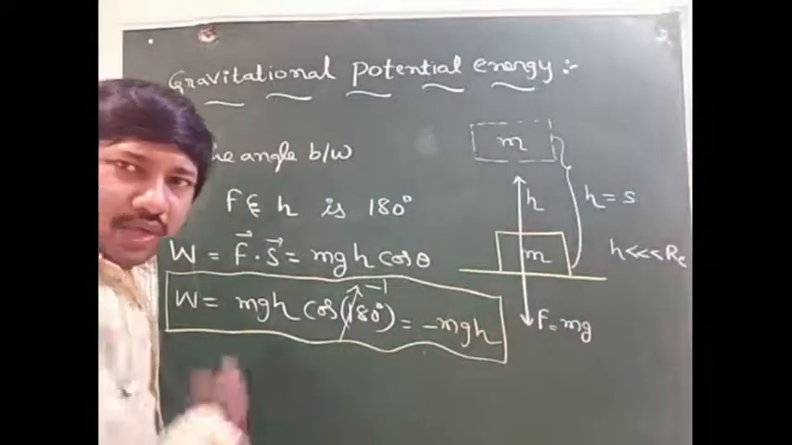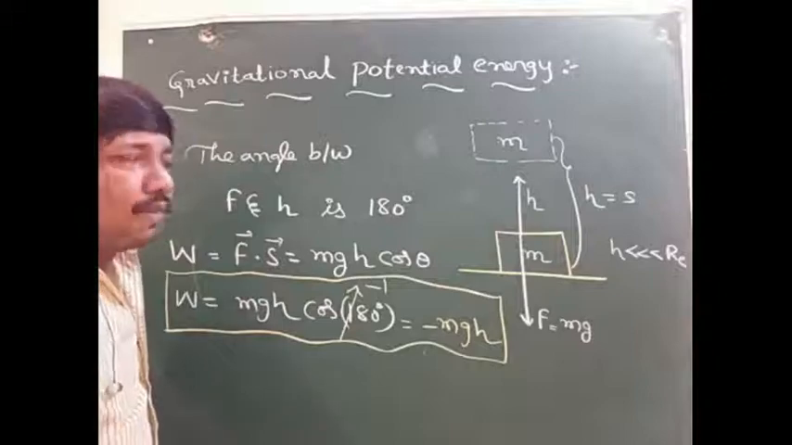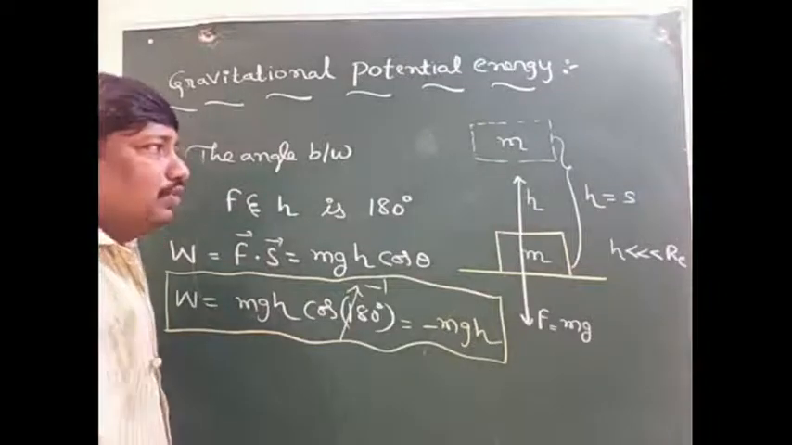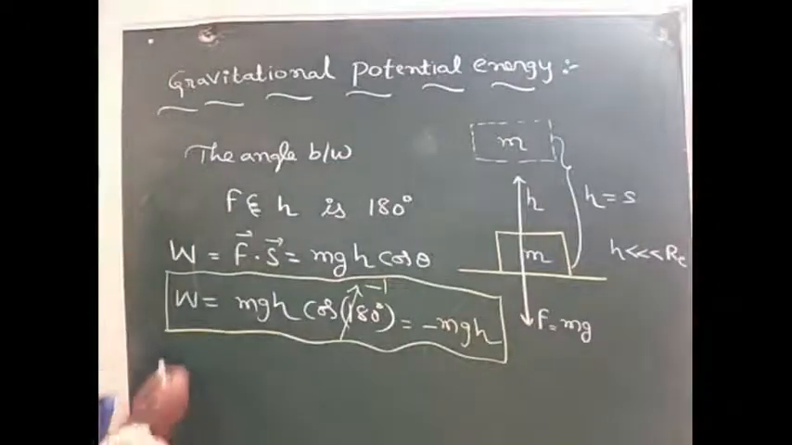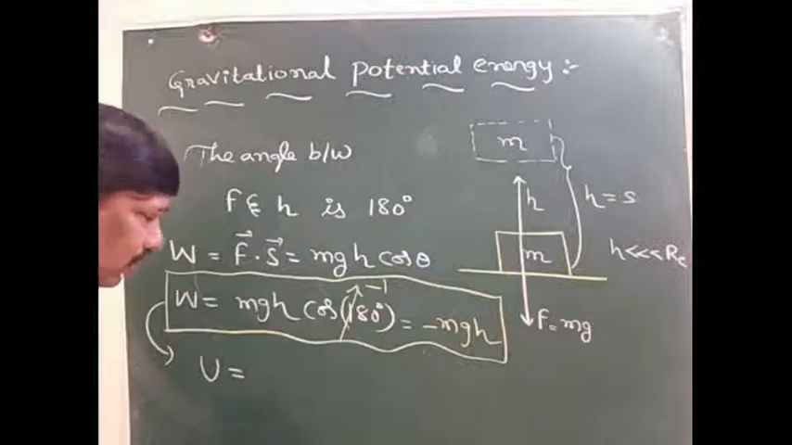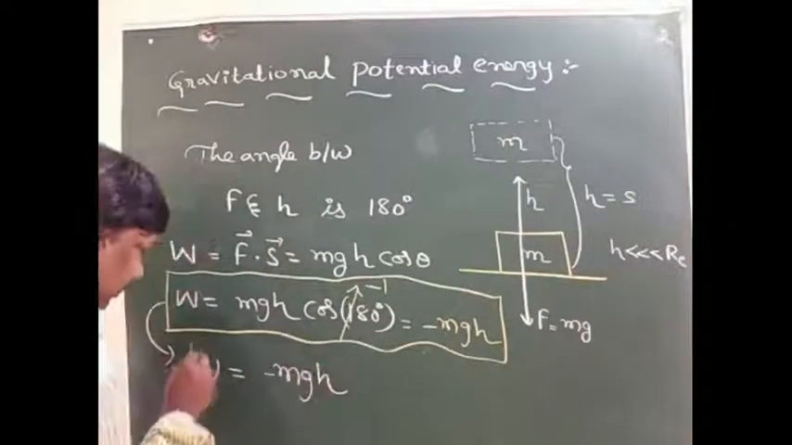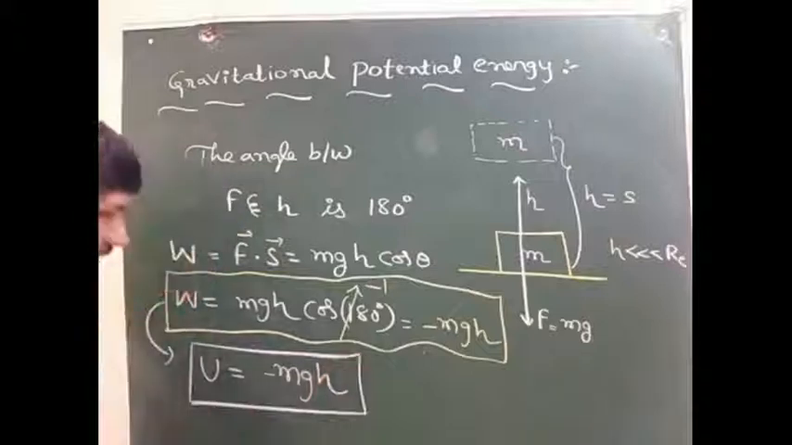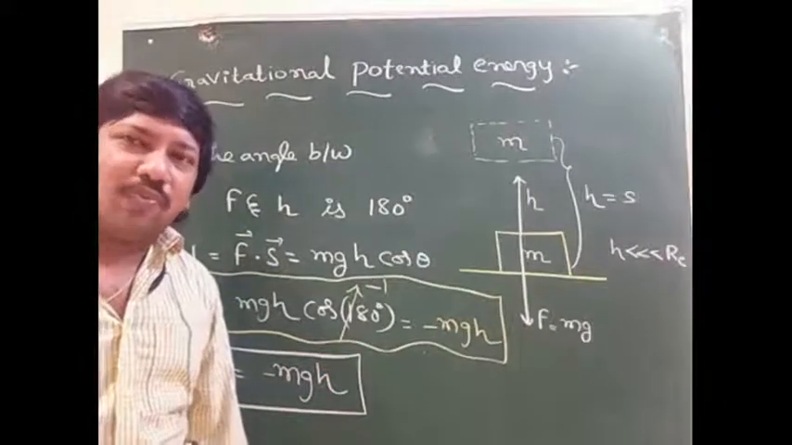Now this work done is stored in the form of potential energy of the body at this position. Therefore this work done is equal to potential energy U equals minus mgh. So this is the expression of the gravitational potential energy of the body.